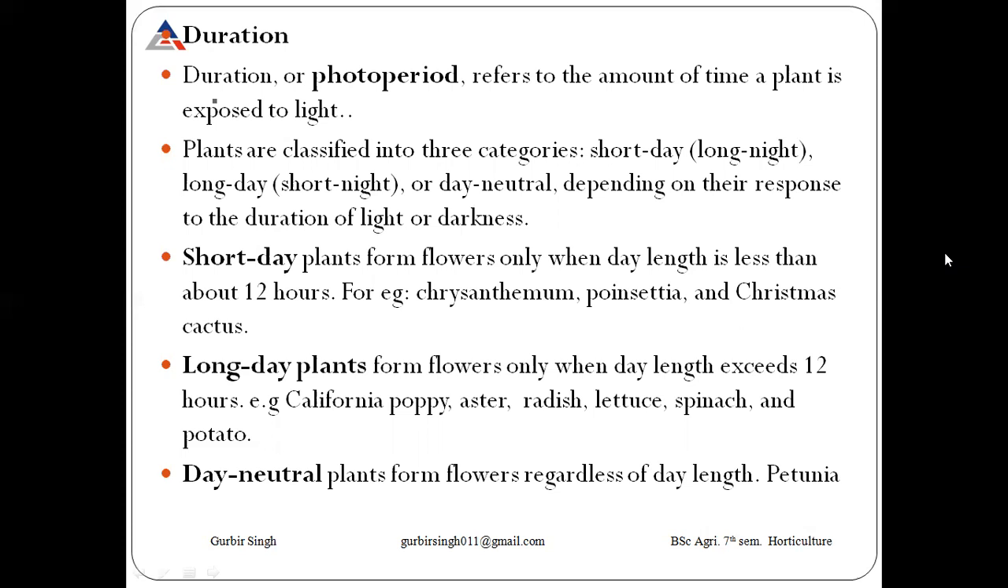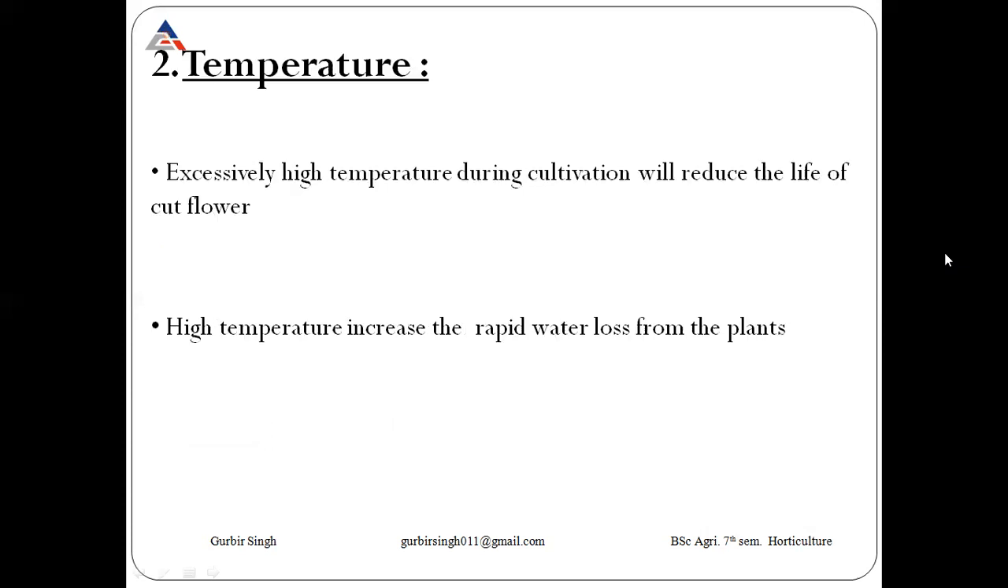Long day plants form flowers only when day length exceeds 12 hours. Examples: California poppy, aster, radish, lettuce, spinach, and potato. Day neutral plants form flowers regardless of day length. Example is petunia. Next is temperature.